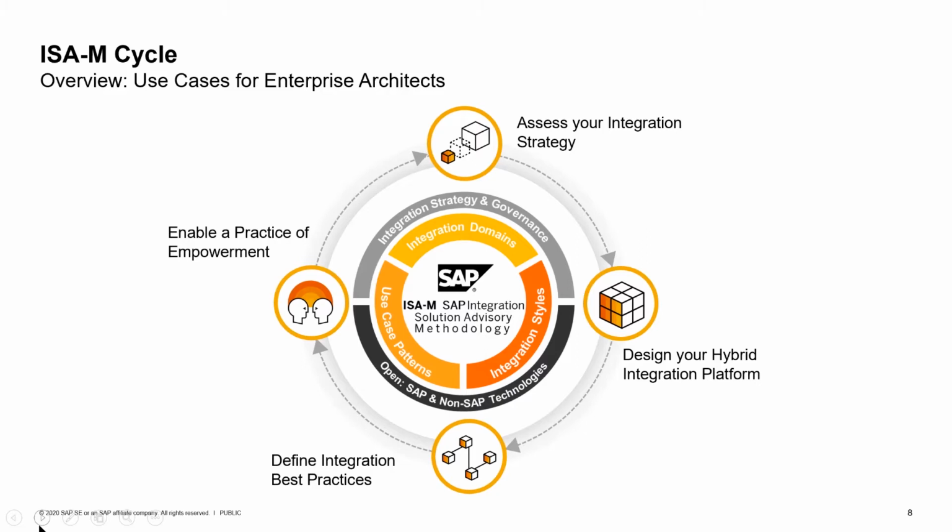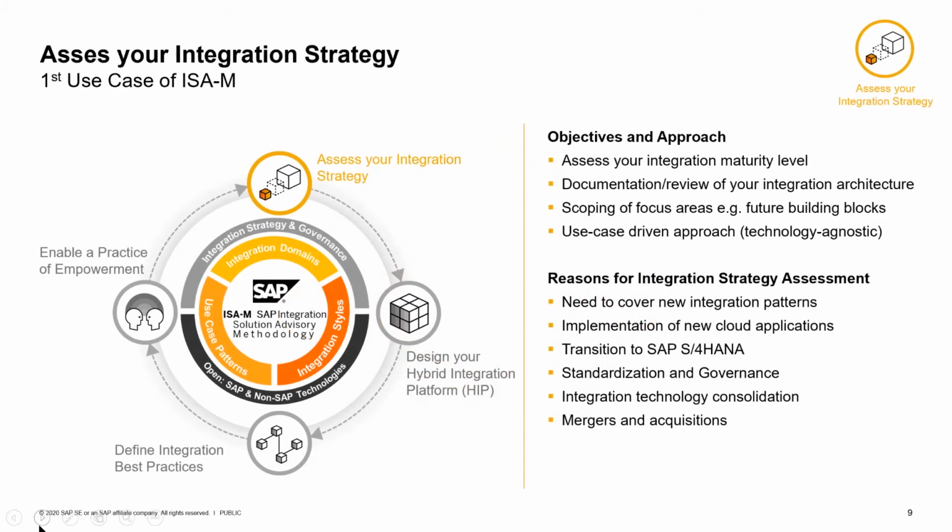So let me now walk you through the single use cases. We will start with the first use case to assess your integration strategy. With the integration strategy assessment, you can document and review your integration architecture by scoping of future building blocks. The assessment is done with the help of pre-delivered accelerators such as integration domains and a catalog of integration use case patterns. There are many reasons for performing an integration strategy assessment.